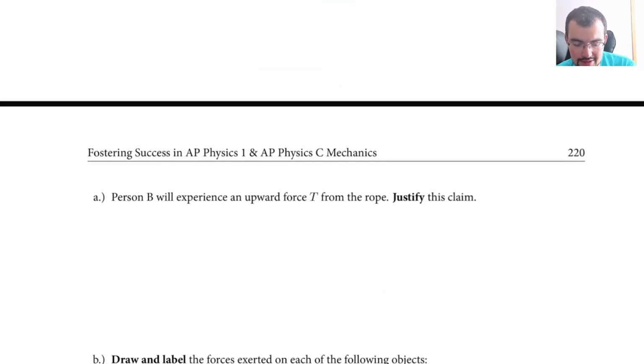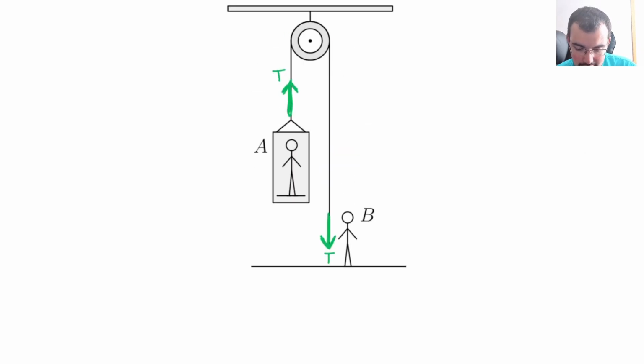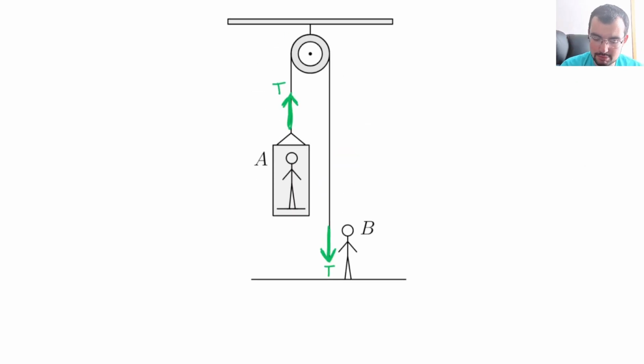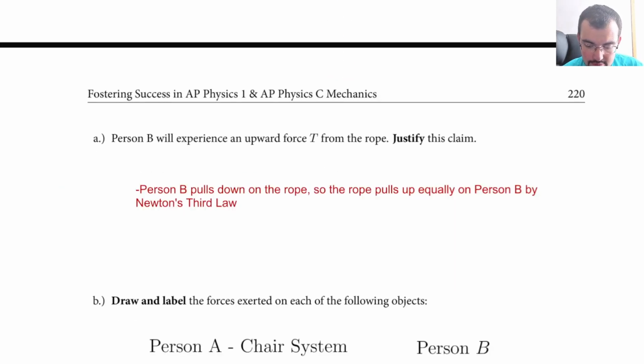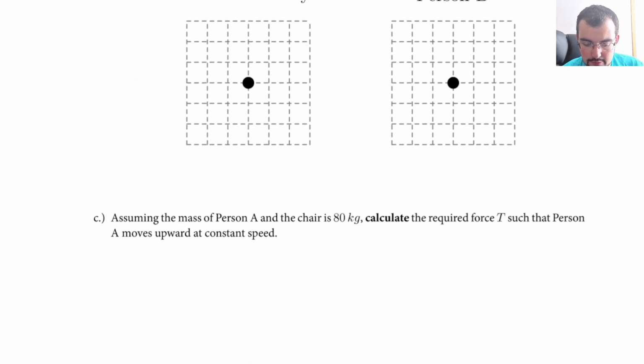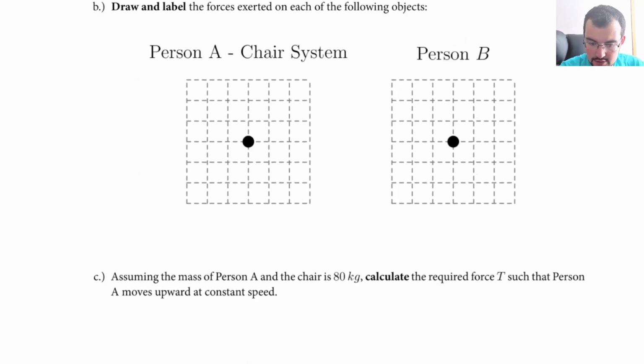Person B will experience an upward force T from the rope. Justify this claim. Well, person B pulls down on the rope, so the rope pulls up on person B. This is just Newton's third law. So since they're pulling down on the rope, the rope pulls up on them, equal and opposite, Newton's third law. Force time. So person A and the chair, of course, they have a weight, and they're being pulled upwards at constant speed, which means the tension is just balancing.